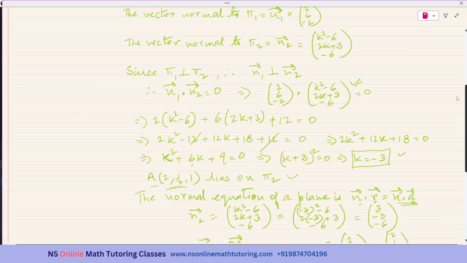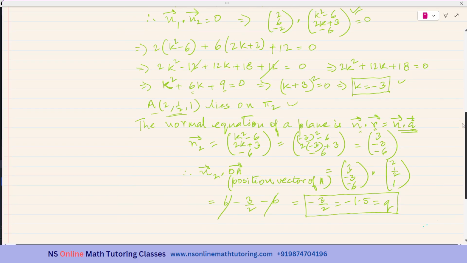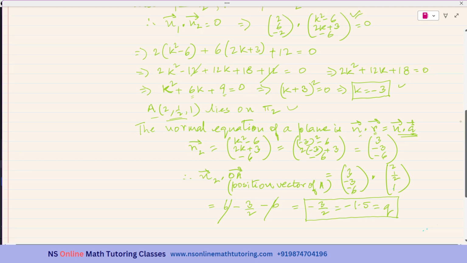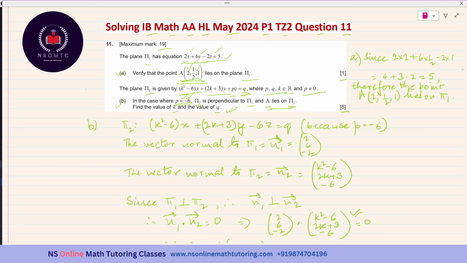You should be understanding the logic actually, because the topic vectors is scary for many students. But you see, if you just follow the logic, they have said A is lying on pi 2. And what is the normal equation? It is n dot r equal to n dot a. We have already got the k's value. So now we can get the n2. And this is this. So as soon as I'm getting n2 and I know this point A, I can get the value of Q, because n dot A will be equal to Q, the right hand side.